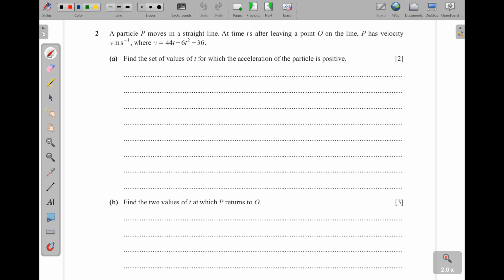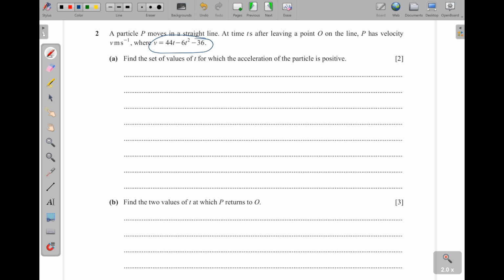A particle moves in a straight line at time t seconds after leaving a point O on the line. P has velocity v meters per second, where v is equal to 40 minus 60 squared minus 36. Now here we are given the expression of the velocity.